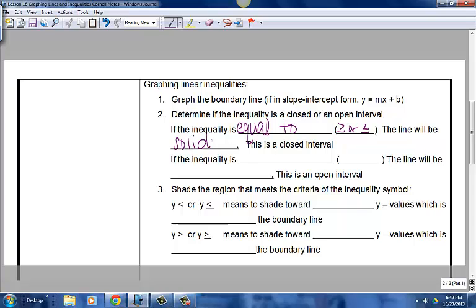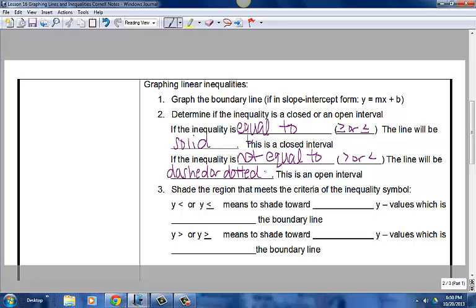So that just means that's a closed interval. So if the inequality is not equal to, remember that's just greater than or less than, the line we're going to use is a dashed or dotted line. So that's an open interval.